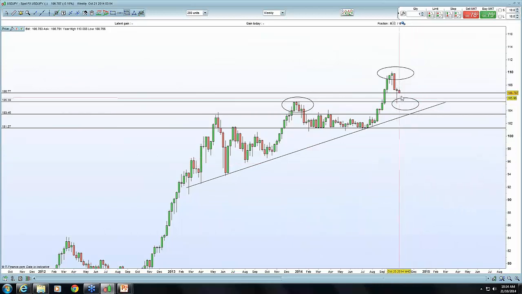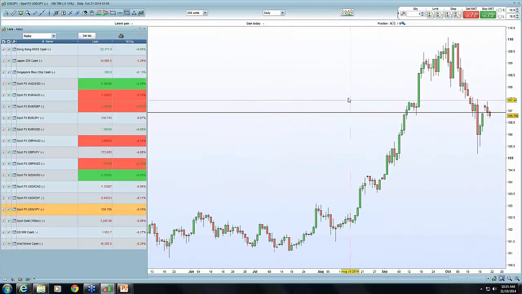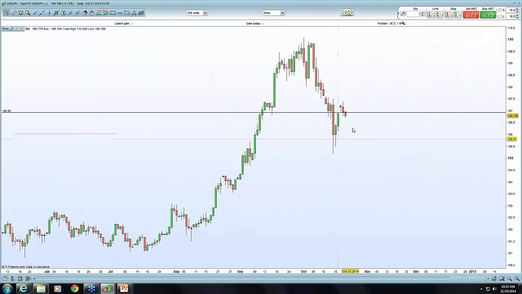Okay, so the analysis is this. Now we are back along the 106 to 107 level. And can we go back to the daily chart? Okay, now we are staying somewhere lingering around the 107 level. Now, if we manage to stay above 107 for the week, there's every chance that it might continue to move its way up to test the highs of 110 even.